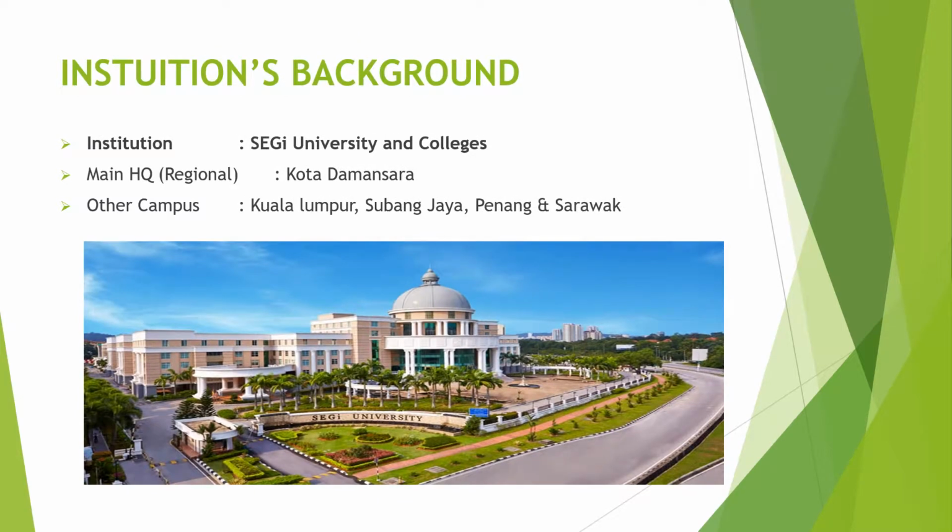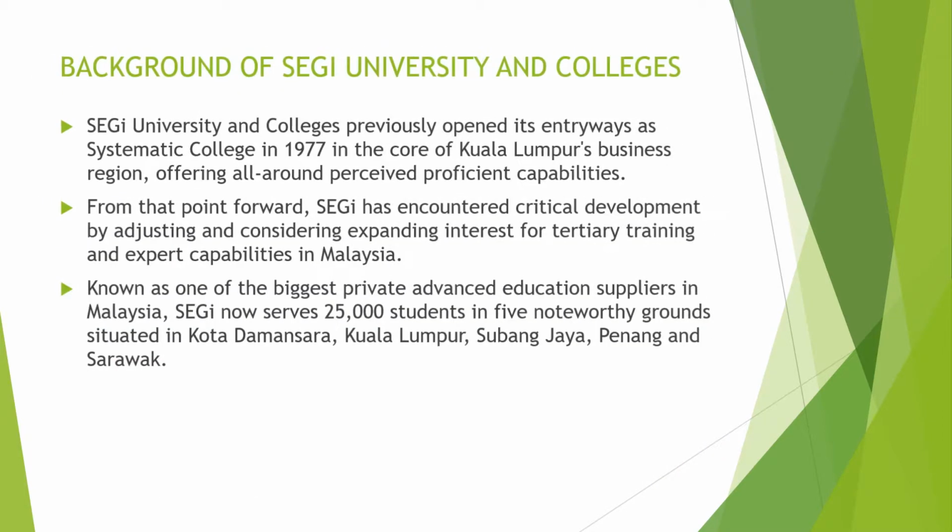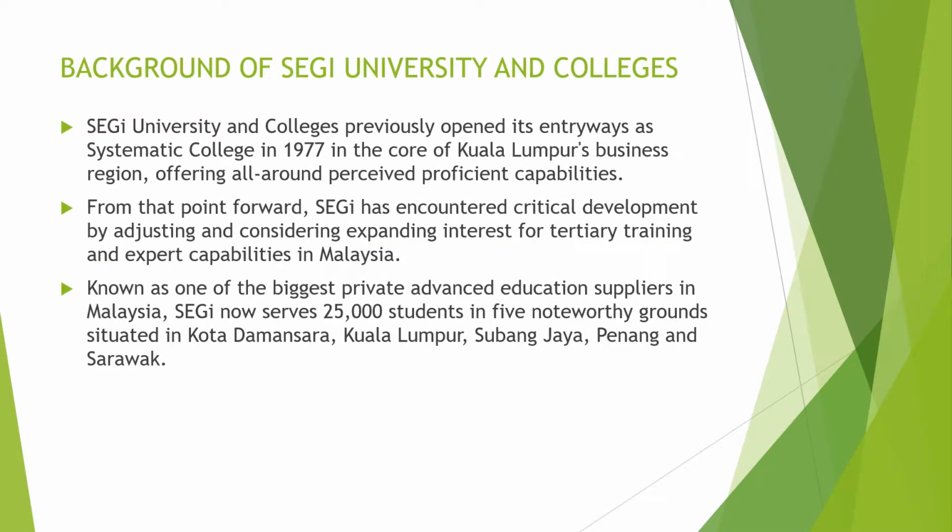For the institutional background, the institution is Segi University and Colleges. Main HQ is located at Kota Damansara and other campuses in Kuala Lumpur, Subang Jaya, Penang, and Sarawak. Background of Segi University and Colleges: Segi University and Colleges previously opened its entryways as Systematic College in 1977 in the core of Kuala Lumpur business region, offering all-around precise proficient capabilities.